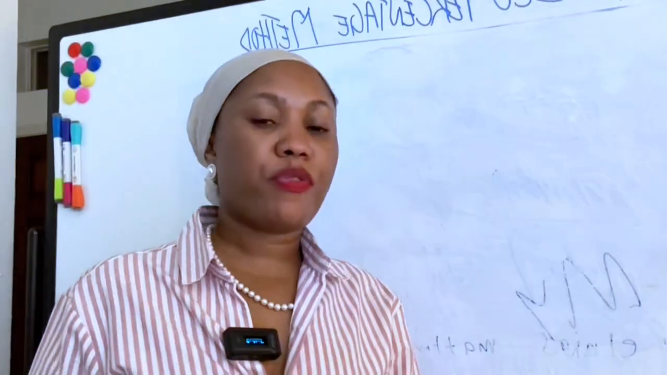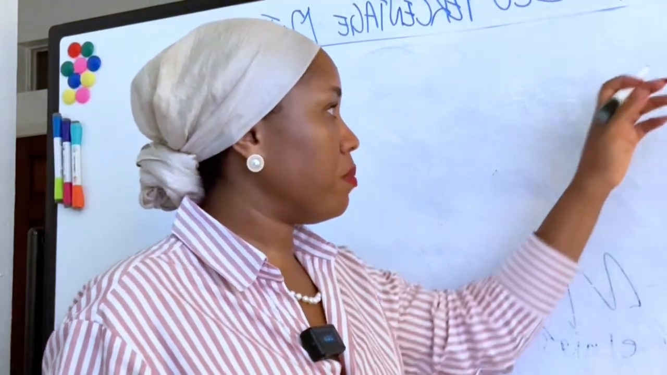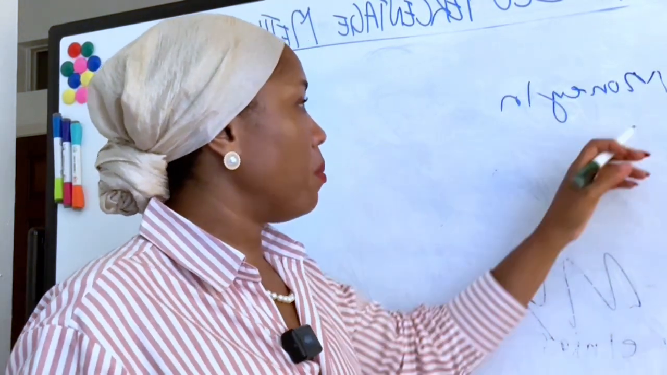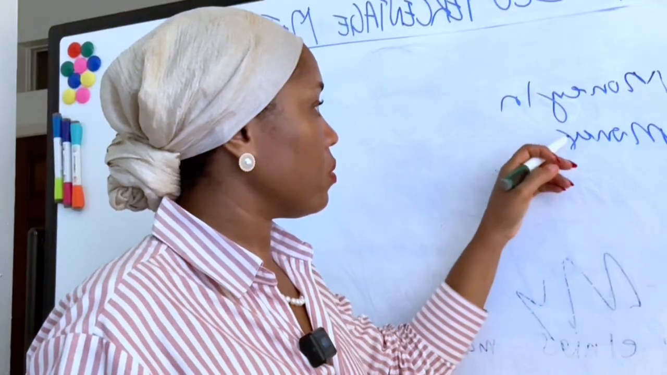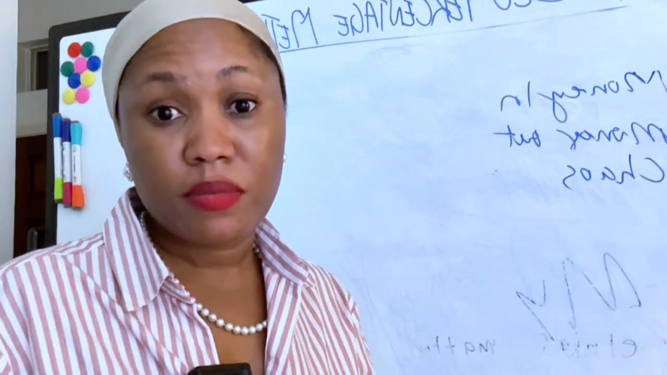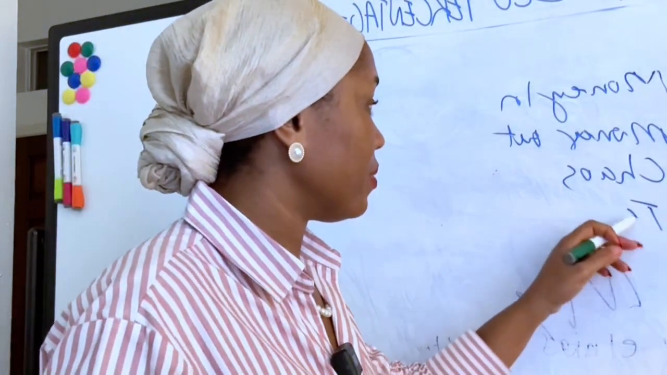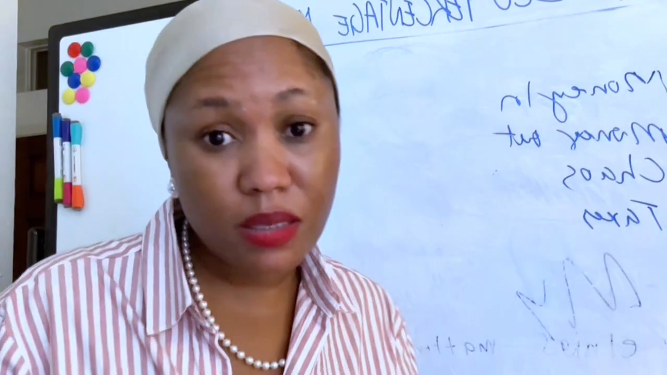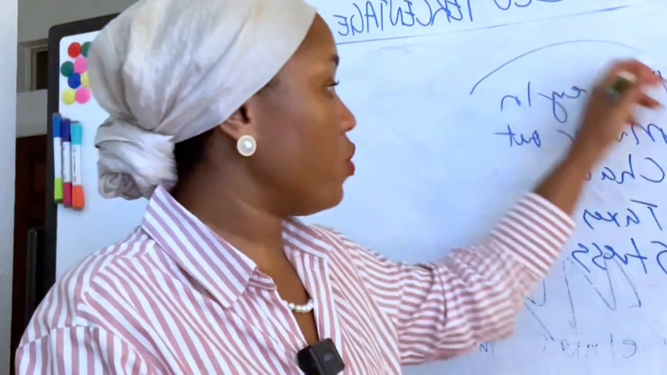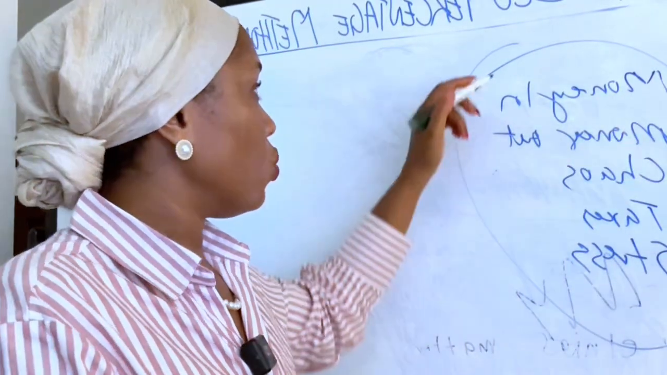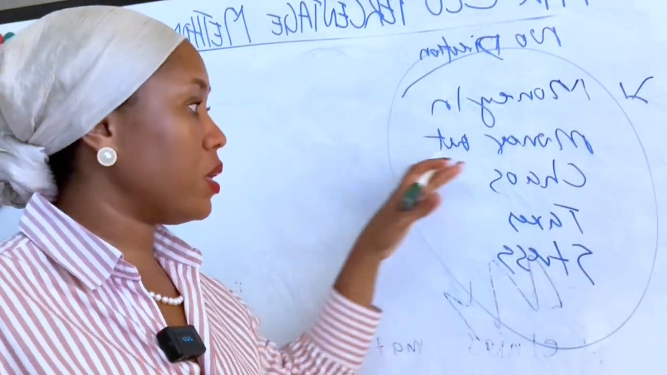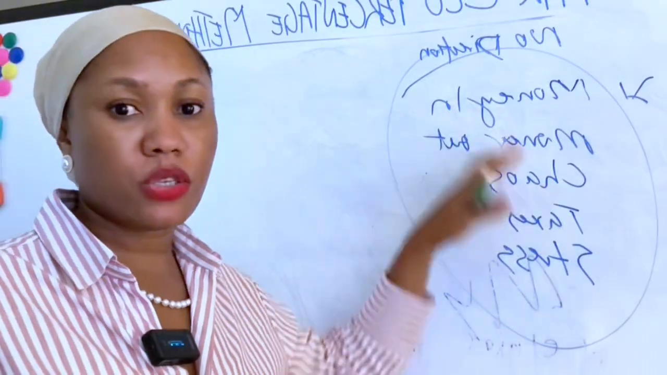All right, moving on. Before we told the money where to go, there was what? Money in, money out, chaos. There was what? Taxes. There was what? Stress, when you're not telling your money where to go. No direction. This is what? Money in, money out, chaos, taxes, stress.